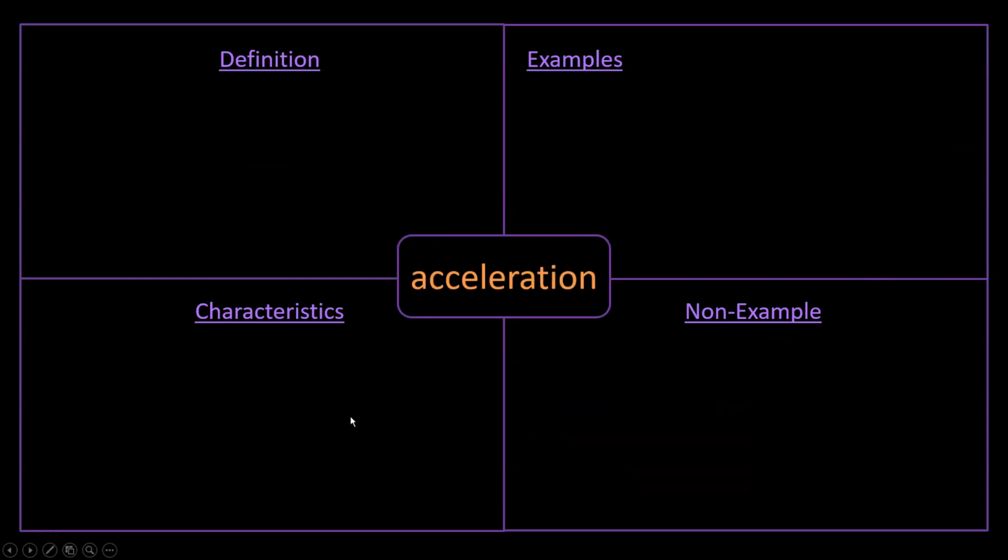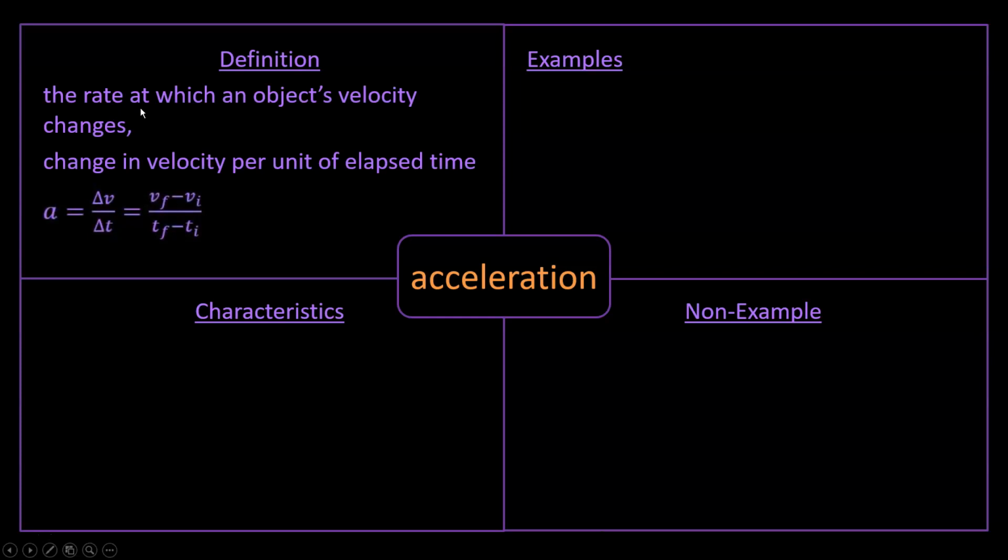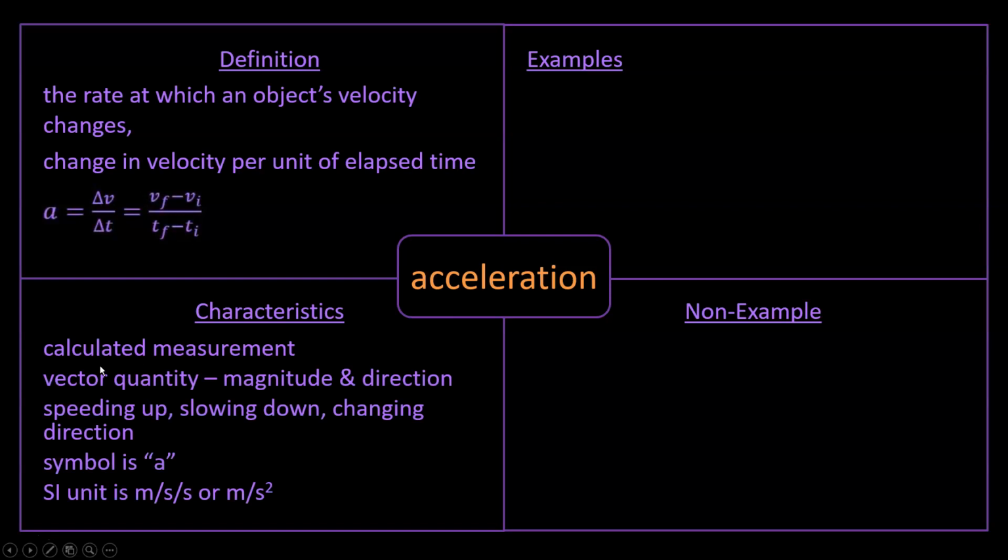Lastly, let's take a look at acceleration. This is the rate at which an object's velocity changes. It's the change in velocity per unit of elapsed time. So you can see that acceleration is equal to the change in velocity divided by the change in elapsed time. Characteristics, it's a calculated measurement.